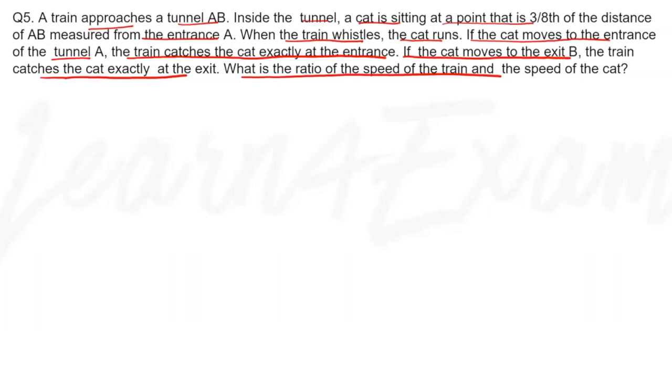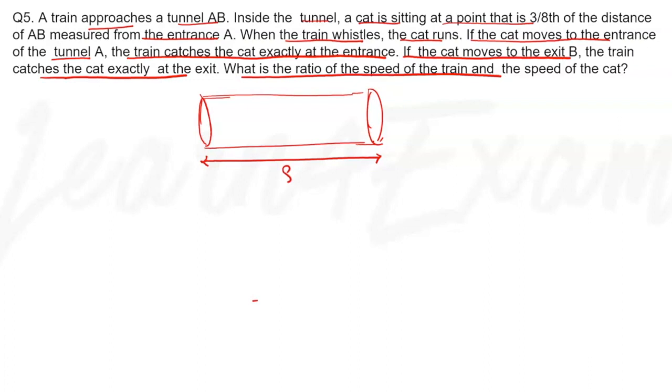Now to understand this better, let me draw what's essentially happening. So let's say this is the tunnel that we are having. And the distance of the entire tunnel is taken as, let's say, 8x. Why 8x? Because calculating 3/8 of 8x becomes really easy. So you can take any number which is a multiple of 8, right?